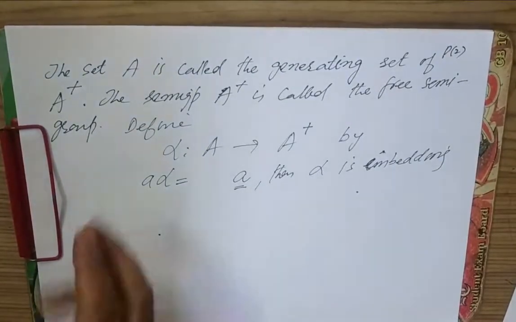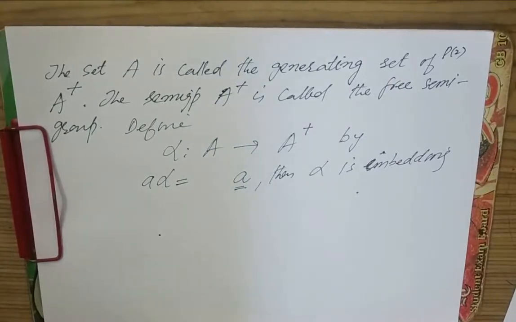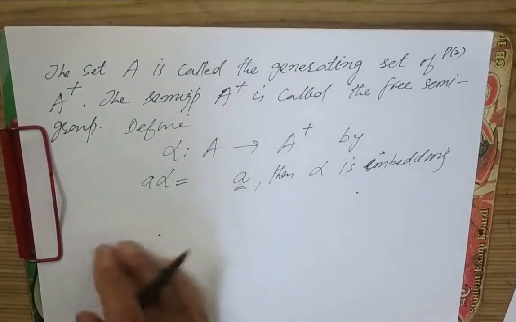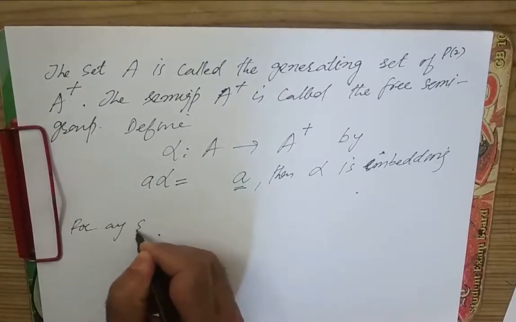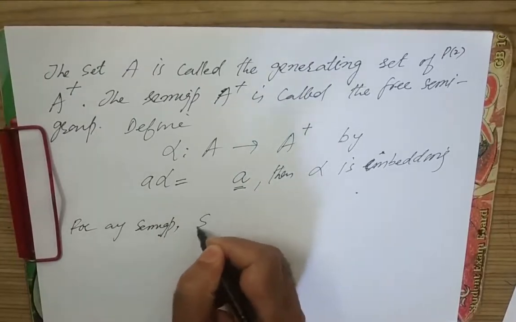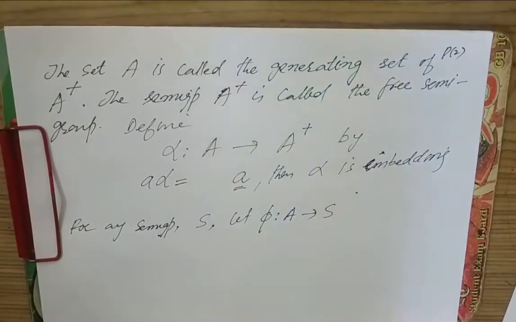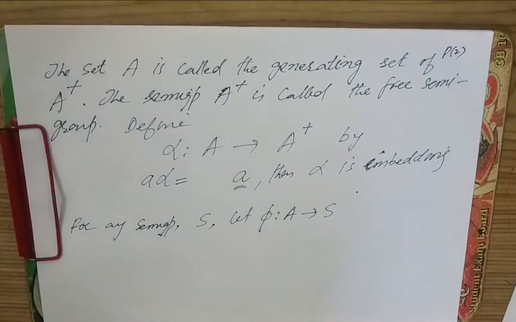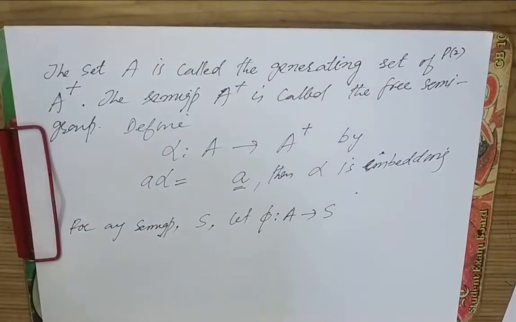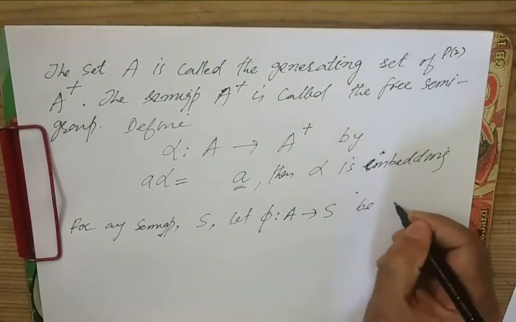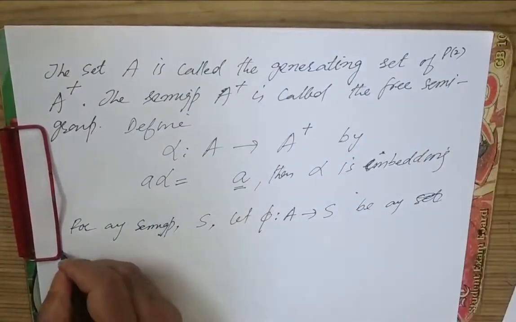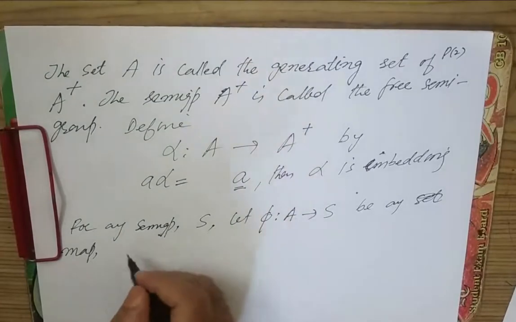So this is one of the properties of this A plus. And the second property is: for any semigroup S, let phi from A to S be any map. Then we can define a map psi from A plus to S.